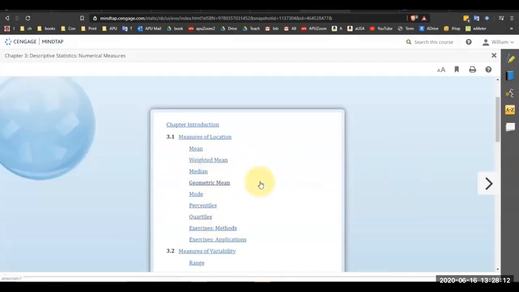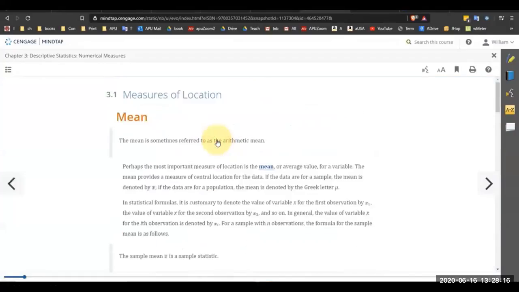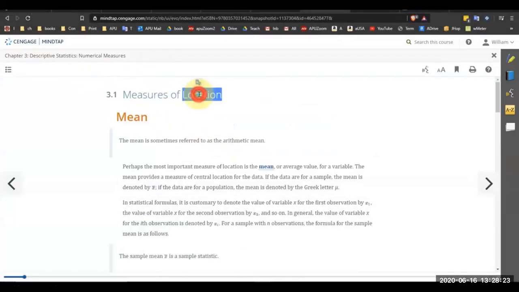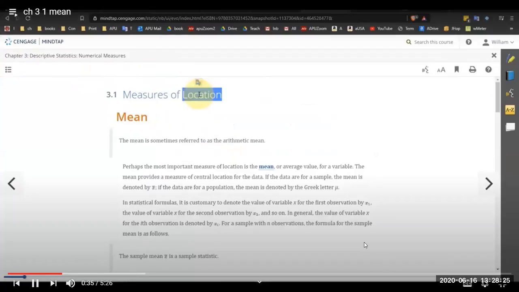We'll cover all of this. So let's take a look at that now. These are all in chapter 1, and they're all called measures of location. I prefer to call them measures of center.